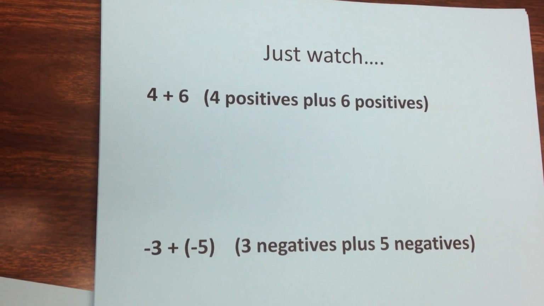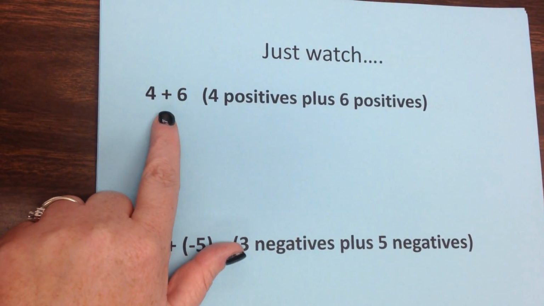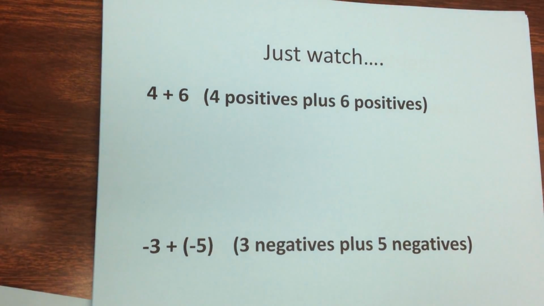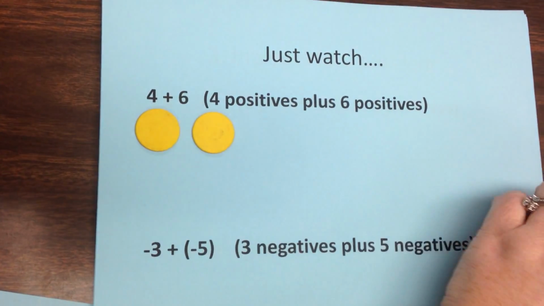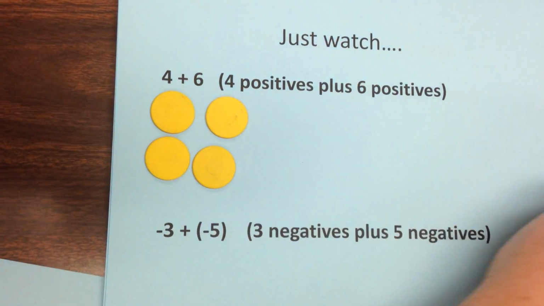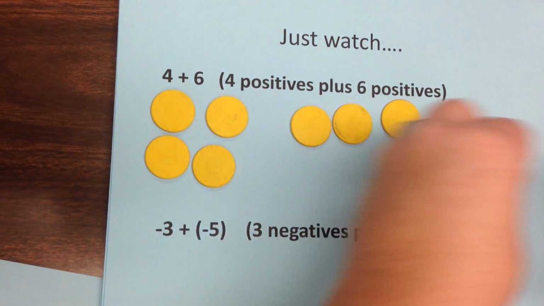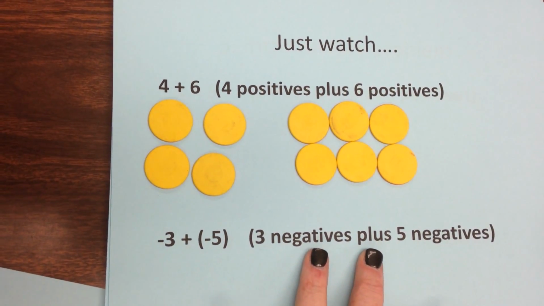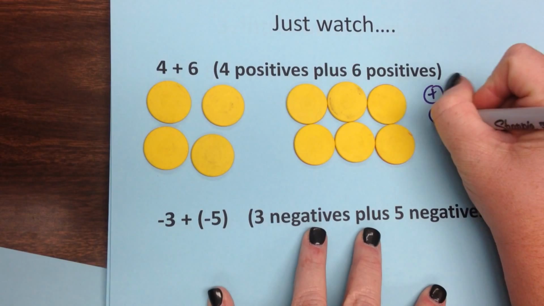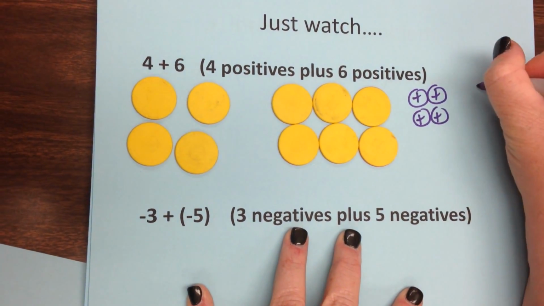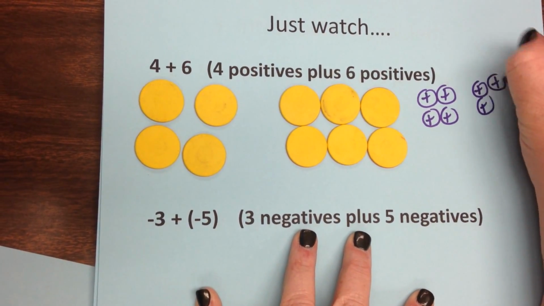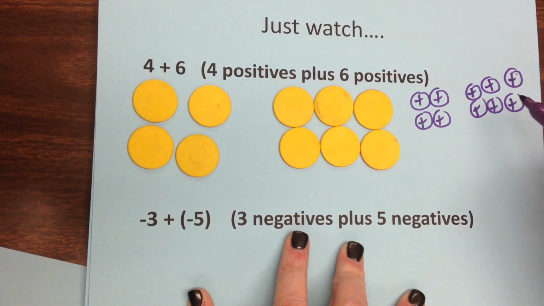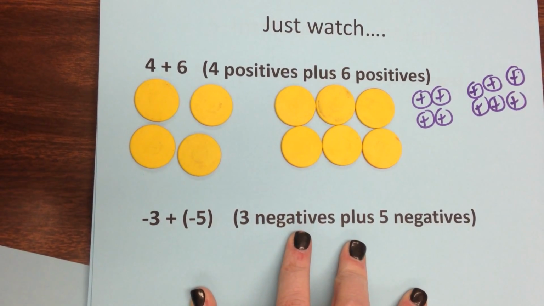Okay, so now just watch for a minute. If I'm going to add 4 positives and 6 positives, that's what this means, is positive 4 plus positive 6. We learned in class that the positives are yellow, so I'm going to have 4 positives, and I'm going to add 6 more positives just like it. And what do I have? It's 10 positives. But if you don't have these counters at home, you could just write it like this. 1, 2, 3, 4 plus 1, 2, 3, 4, 5, 6. All together I have 10 positive integers.